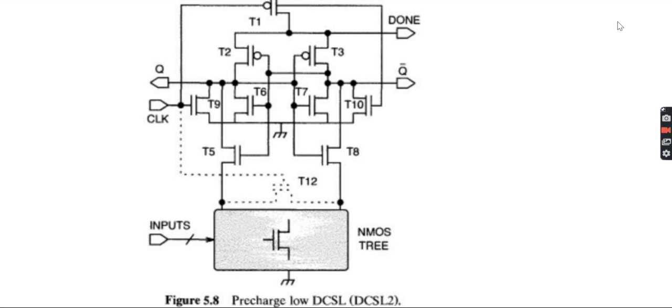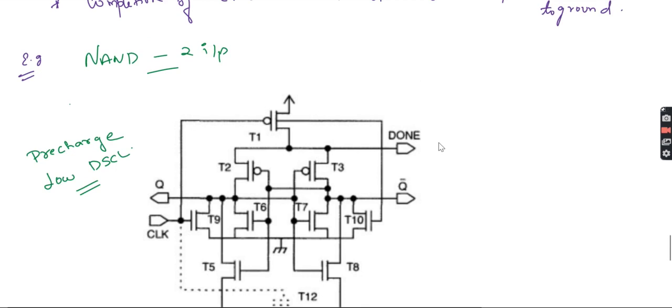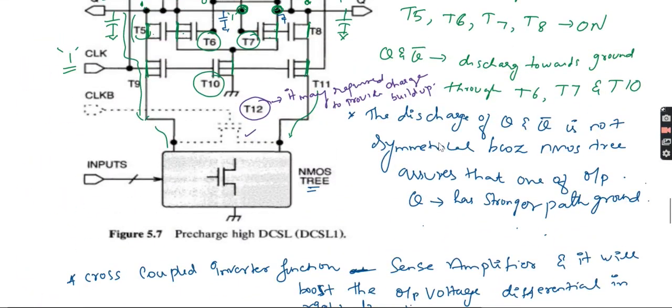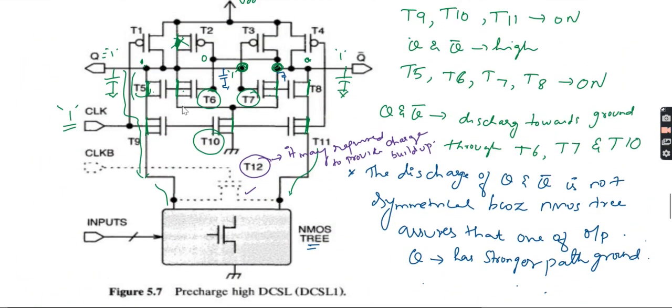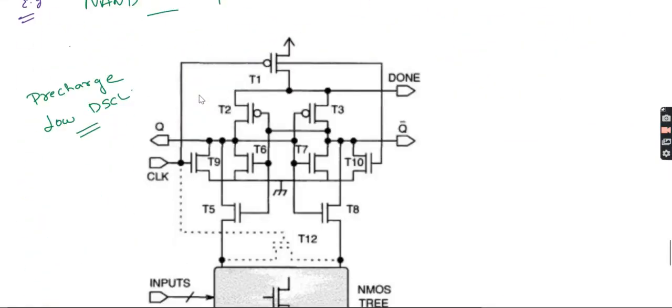It's a pre-charge low DCSL, actually. So this is the second circuit. Here you can see the addition of transistors T5 and T8 compared to the previous one. Just see what difference we are showing here.